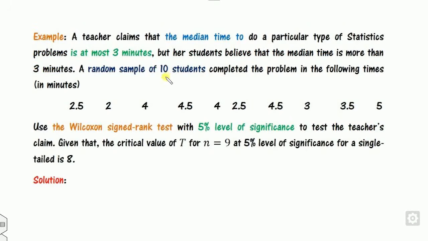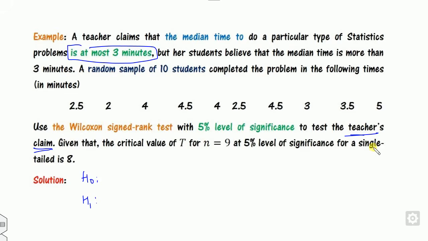This is again the same example we covered in the last sign test video. So what is your H0 and H1? Look at that, the particular type of statistics problem takes at most 3 hours. So you have to test the teacher's claim, which is at most 3 hours. This goes in my H0, because the equality part will always lie in the null hypothesis. The opposite is H1, so this is the right tail. And the single tail critical value is given as 8.